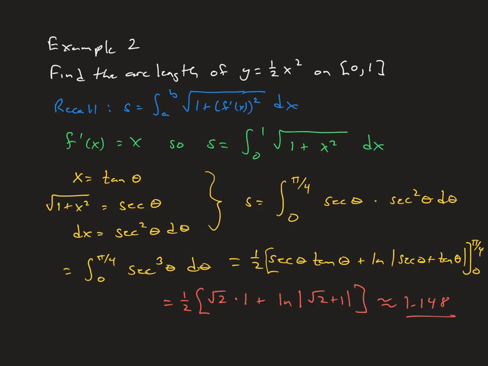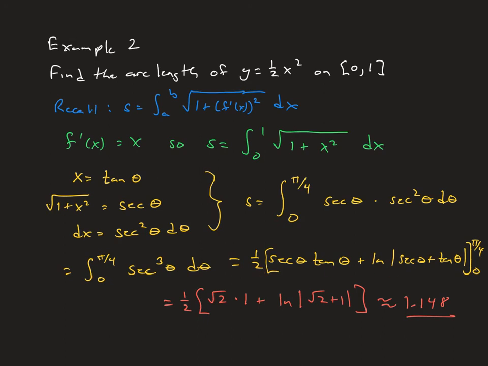Now, you'll notice I didn't do the minus 0. What happens when I plug in 0? When I plug in 0, the tangent of 0 is 0, so this will be 0. And here, the secant of 0 is 1, so I'll get the natural log of 1, which is 0. So when I plug in 0, this is just going to be 1/2 times 0, so it's not even going to come into play.